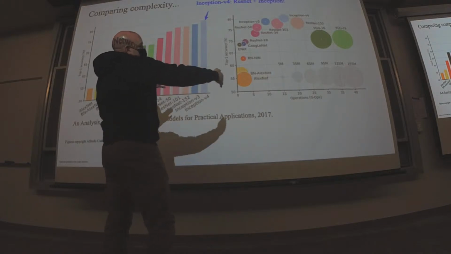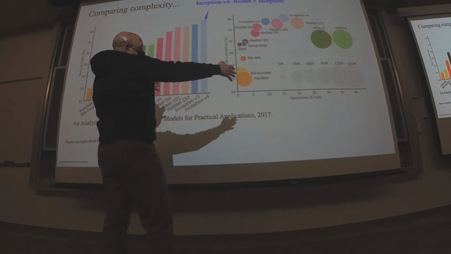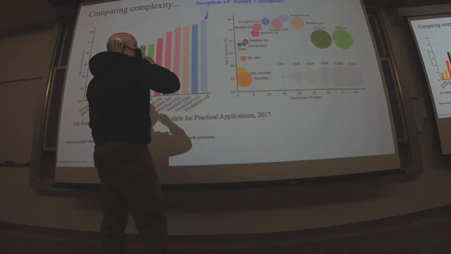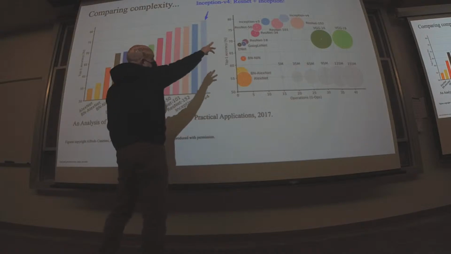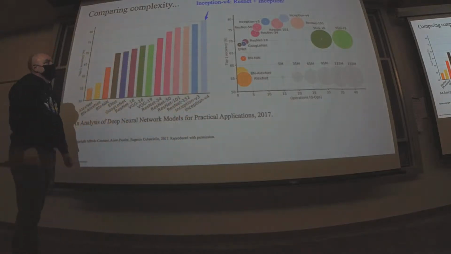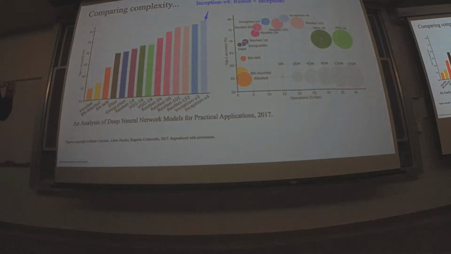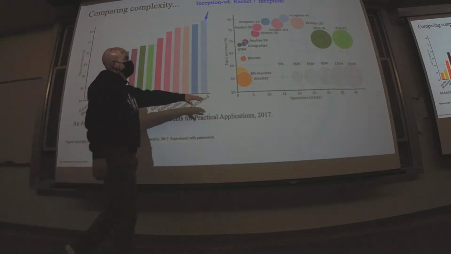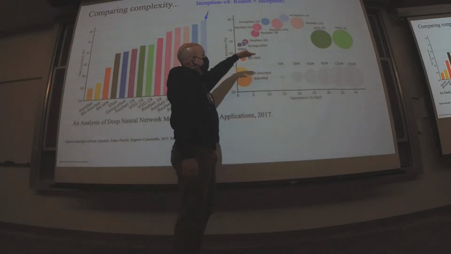And not too much increase either in the number of operations. But interestingly, with this combination of Inception with ResNet, you're actually able to have a smaller network, fewer operations, but do better on the task. So it's not just all about the number of parameters, and not even really depth.